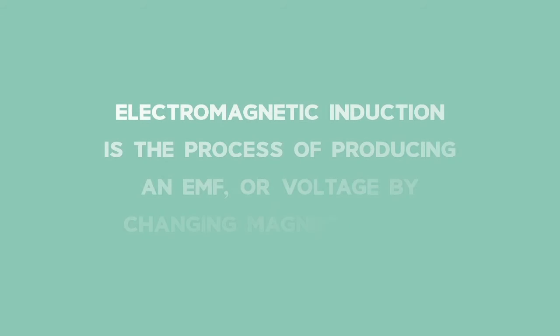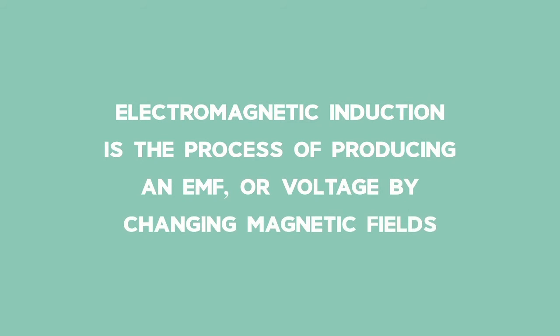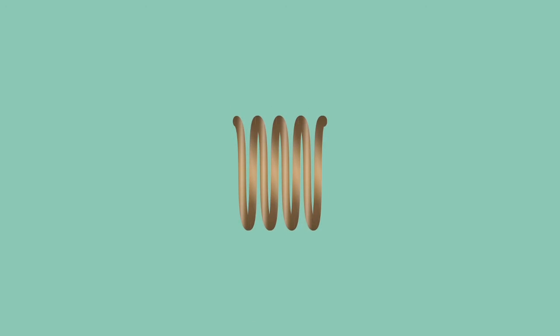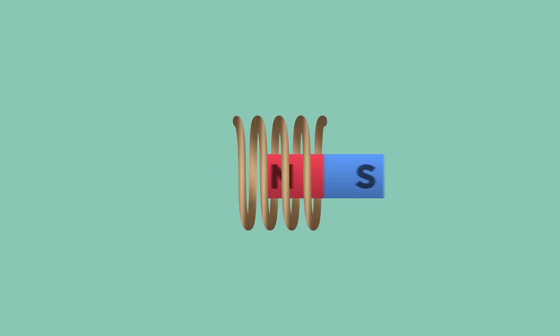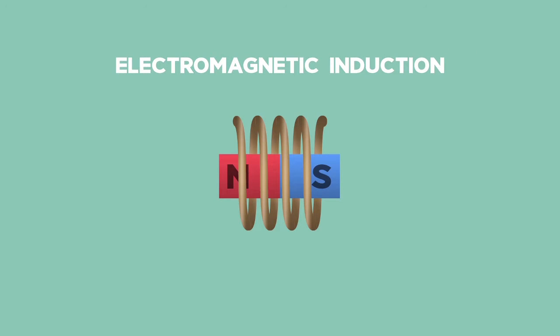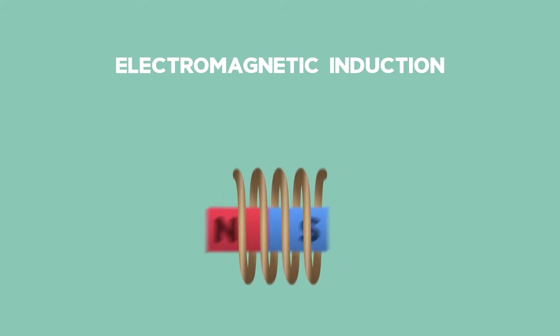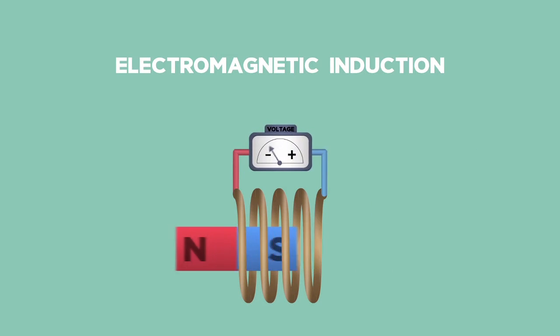Electromagnetic induction is the process of producing an EMF or voltage by changing magnetic fields. The EMF can be made in a wire loop by moving it near a fixed magnet or by moving the magnet. Michael Faraday discovered electromagnetic induction when he moved a bar magnet through a coil connected to a galvanometer.